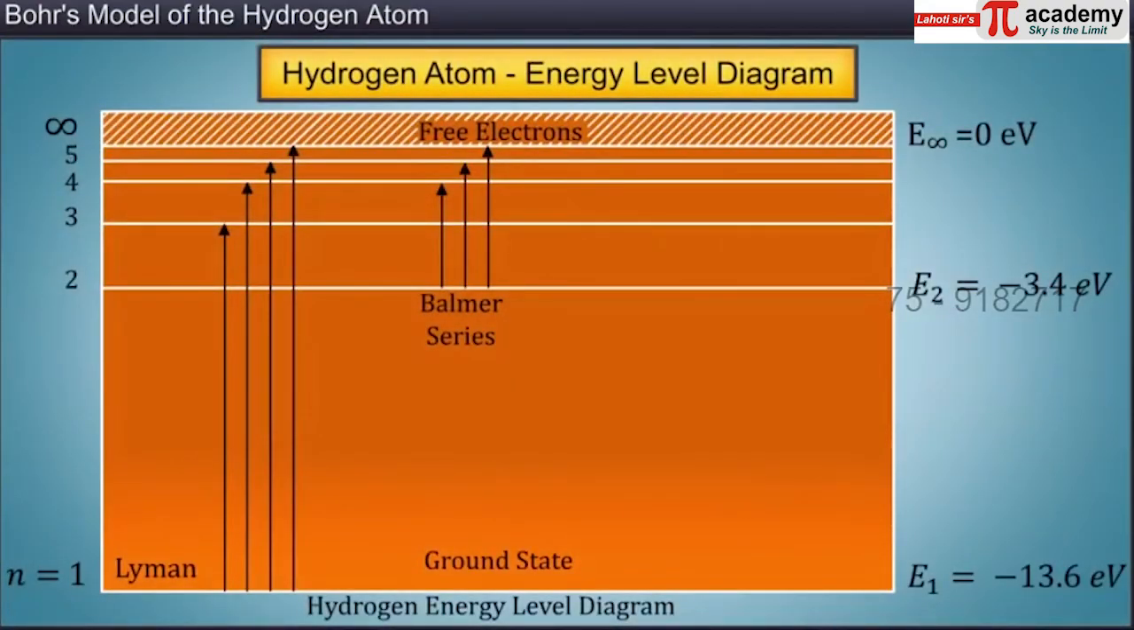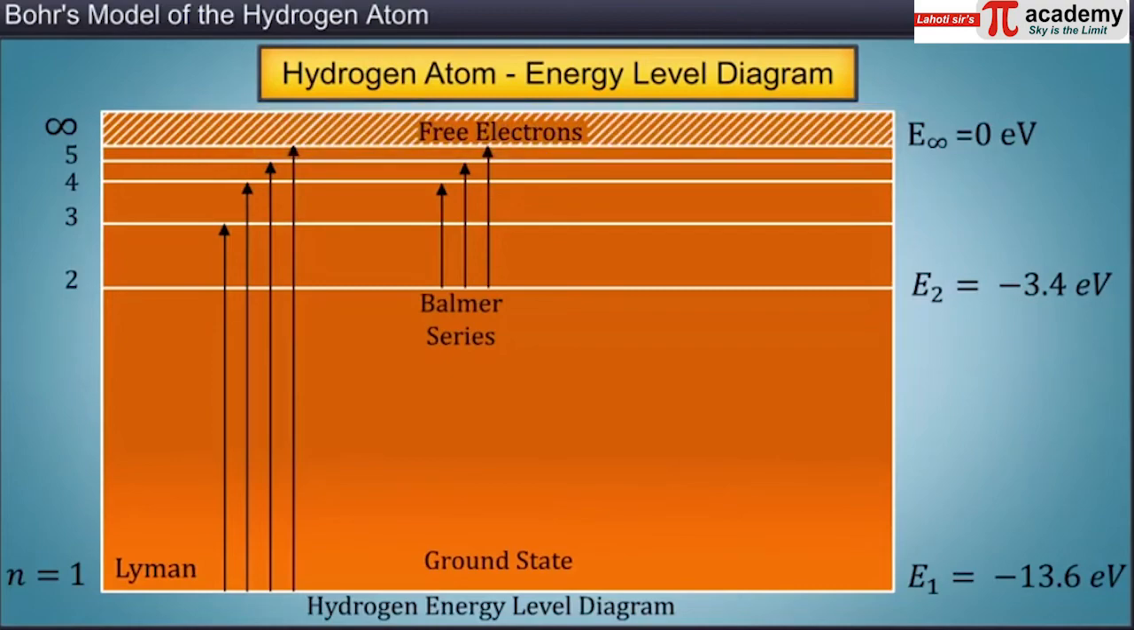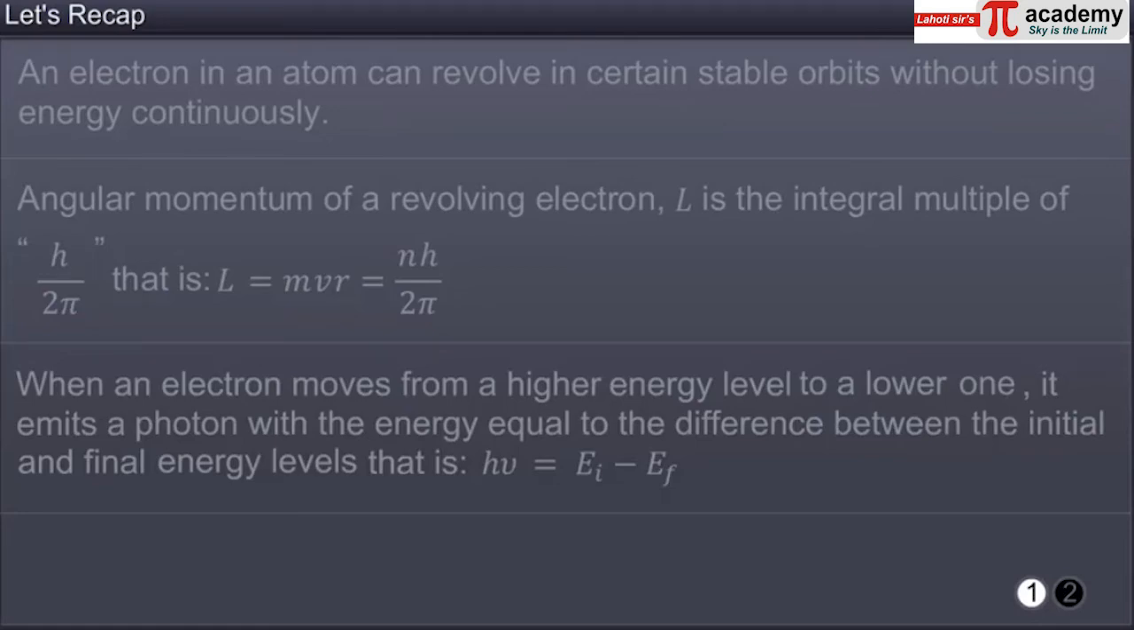We can observe the various energy states of hydrogen atom in the form of an energy level diagram as shown. In this diagram, the 0 electron volts corresponds to an energy of n equal to infinity, which is the highest energy state. This is the energy when the electron is completely removed from the atom and is at rest. You have now reached the end of this module.